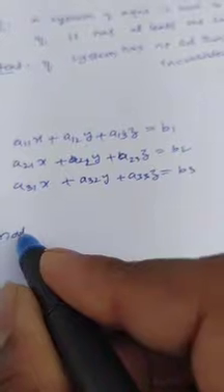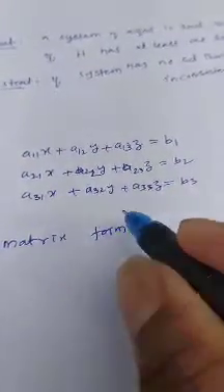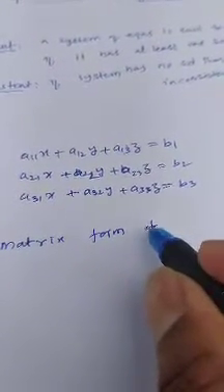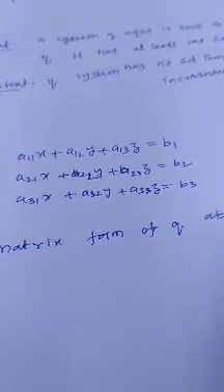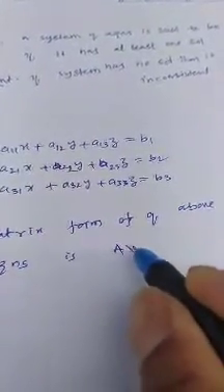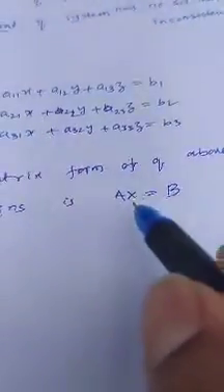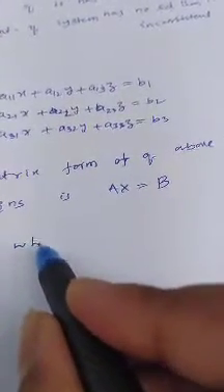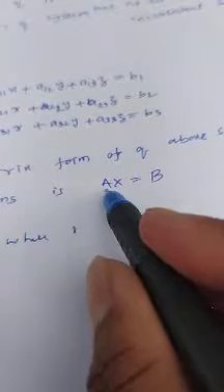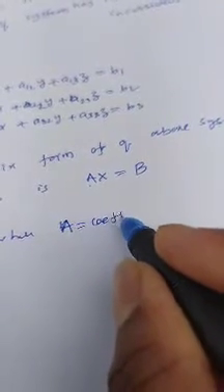Now I am converting into matrix form. The matrix form of the above system of equations is capital A into capital X equal to B. So I am going to convert this system of equations into the form A X equal to B, where capital A is called the coefficient matrix.